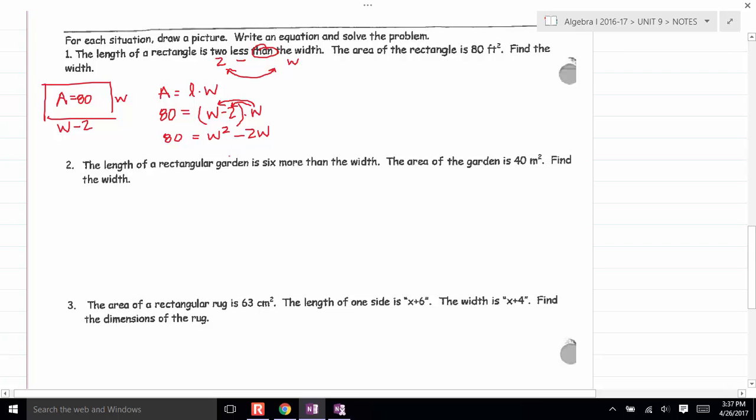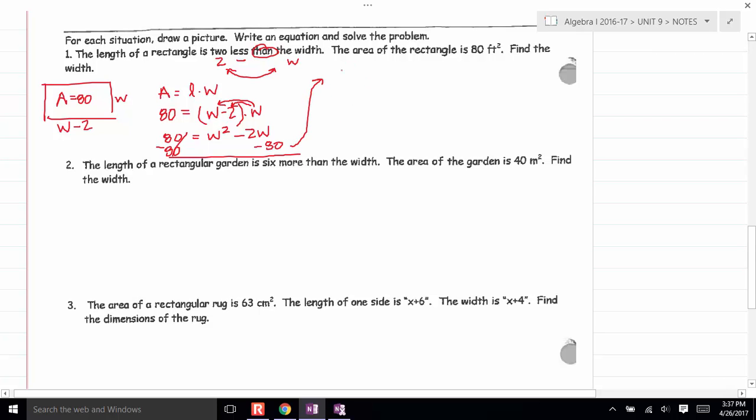And again, I would always try factoring first, since that's usually the quickest and easiest way to get the answers. Before I can use factoring, though, I need to get this 80 on the other side by subtracting it. So I would subtract 80 from both sides of the equation.